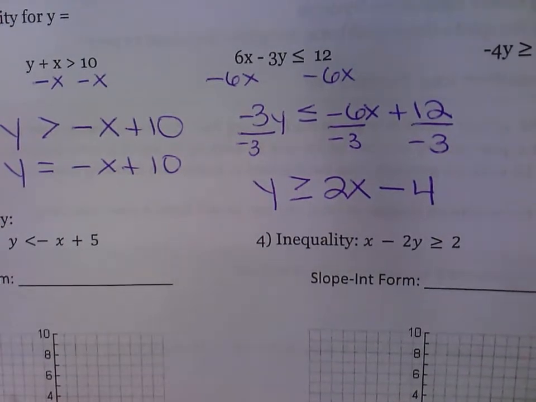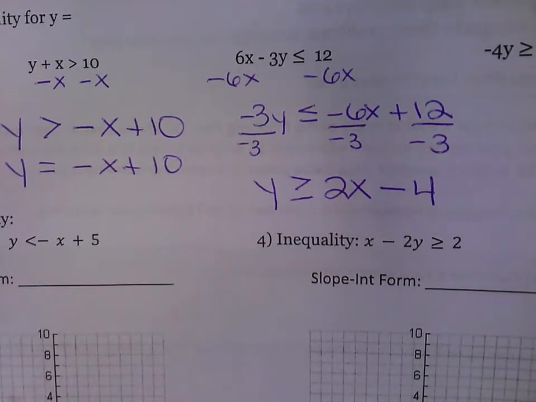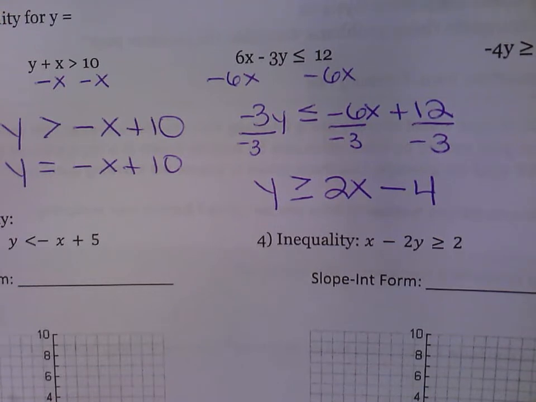Let's pretend someone else did this problem another way. What if I had added 3y to start the problem? 6x is less than or equal to 3y plus 12. Now, oh, wait a second. Yeah, now when I subtract 12 to the other side, 6x minus 12, 3y, divide by 3, I don't have to flip the sign. 2x minus 4, y.